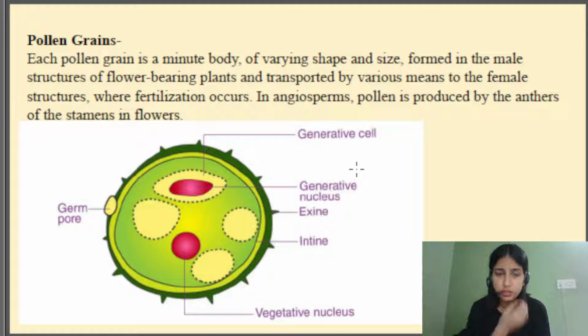If you talk about the functions, the generative nucleus is the nucleus that is going to fuse with the female nuclei when it enters the ovule, the female reproductive part of the flower. We'll be keeping that aside. If we talk about generative, we can relate it with the words create or produce. So it will be responsible for the production of the new plant or new structure that will be formed after the fertilization, that is the zygote.